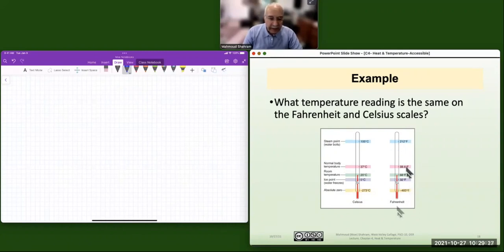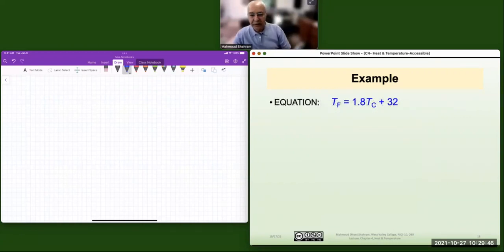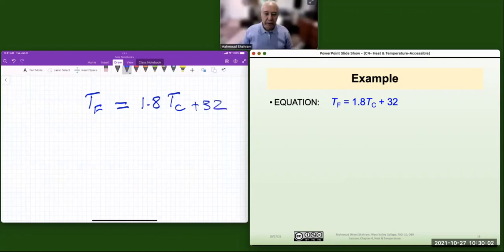Now, what temperature reading is the same on the Fahrenheit and Celsius scale? Look at these. There's bound to be one number that is the same. We can still use the equation that relates T Fahrenheit to Celsius, the one we just introduced. You want to find out where they both show the same number. So rather than this, I just say T would be 1.8 T plus 32.